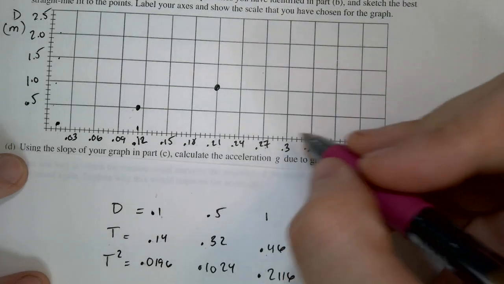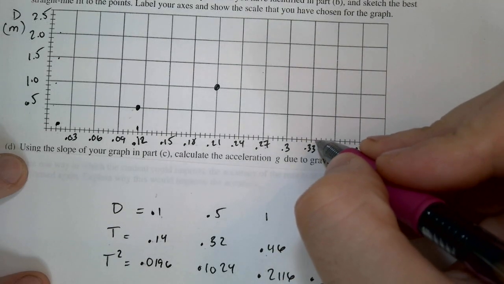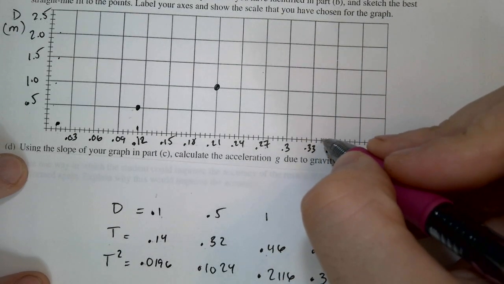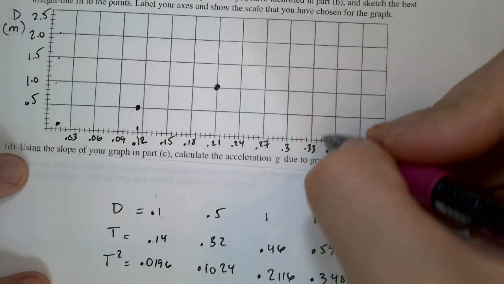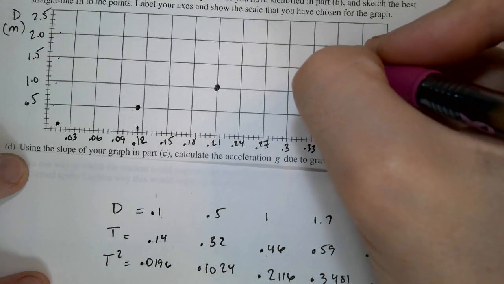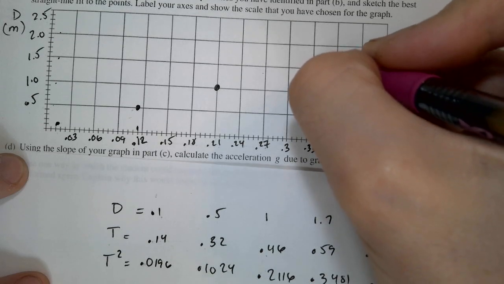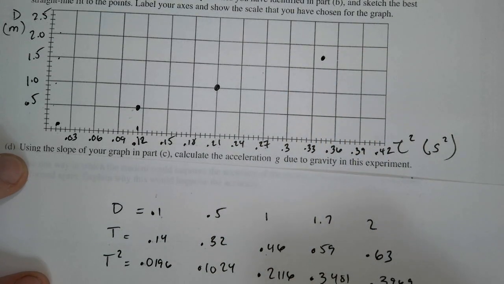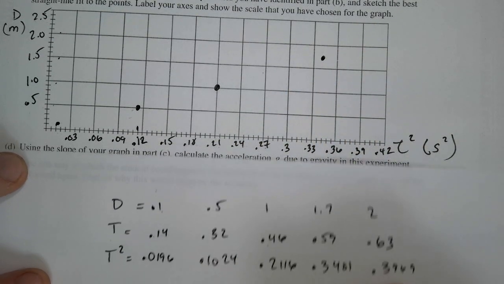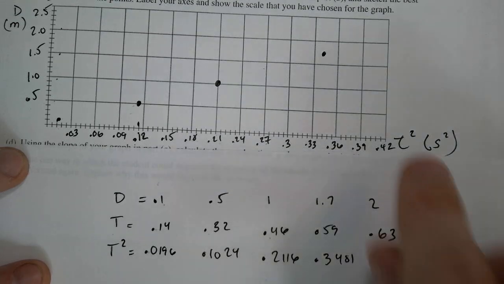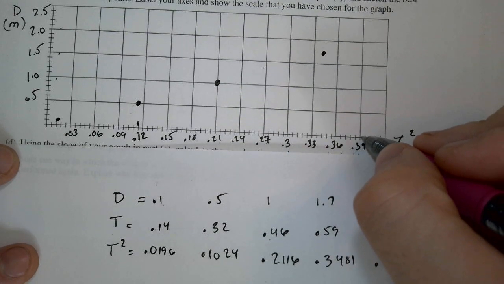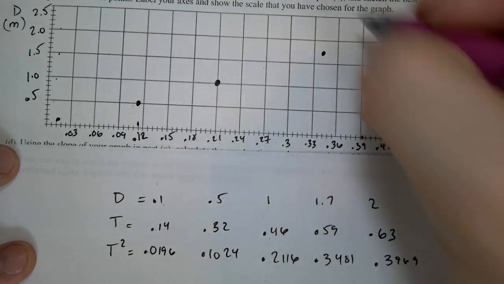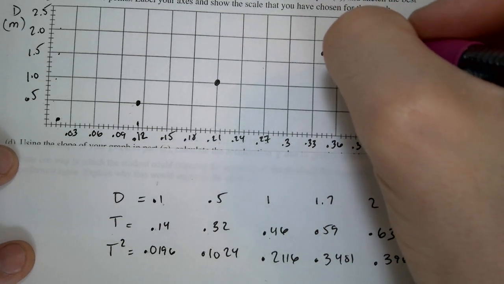0.33 is here. 0.34 is probably there. Actually, it'd be probably closer here. And then it's up to 1.7. So 1.7 is a little bit lower than half. Then the last point, 0.396. And that is pretty much right there, 0.39, and go over a smidge to there, and then up to 2. Up to 2 on the dot.